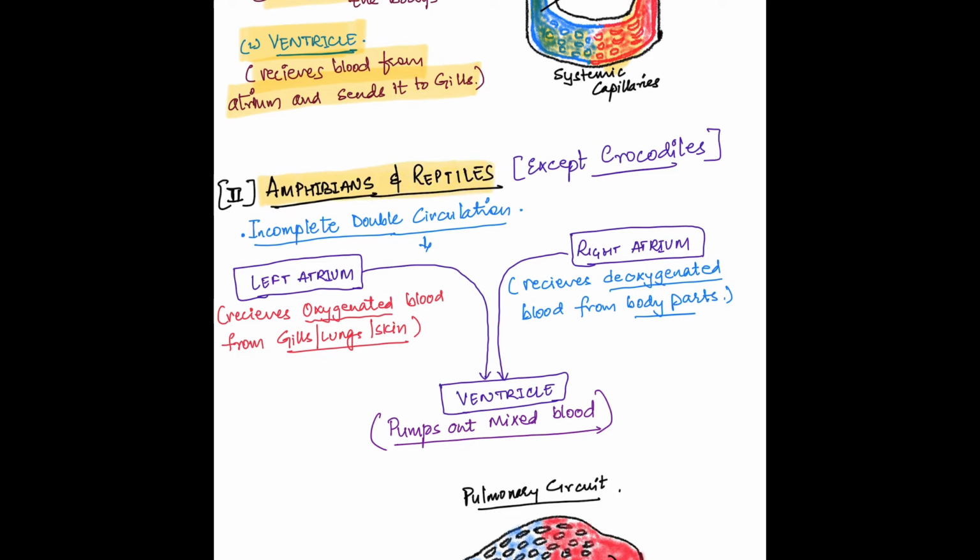Amphibians and reptiles, except crocodiles, have incomplete double circulation. So what do you mean by incomplete double circulation? They have two atria, left atrium and right atrium, and one single ventricle. The left atrium receives oxygenated blood from either gills or lungs or skin depending upon the habitat of the animal, and right atrium receives deoxygenated blood from different body parts. Both the oxygenated and the deoxygenated blood are pumped into the single ventricle, and this blood gets mixed, and the ventricle then pumps this mixed blood out of the heart.